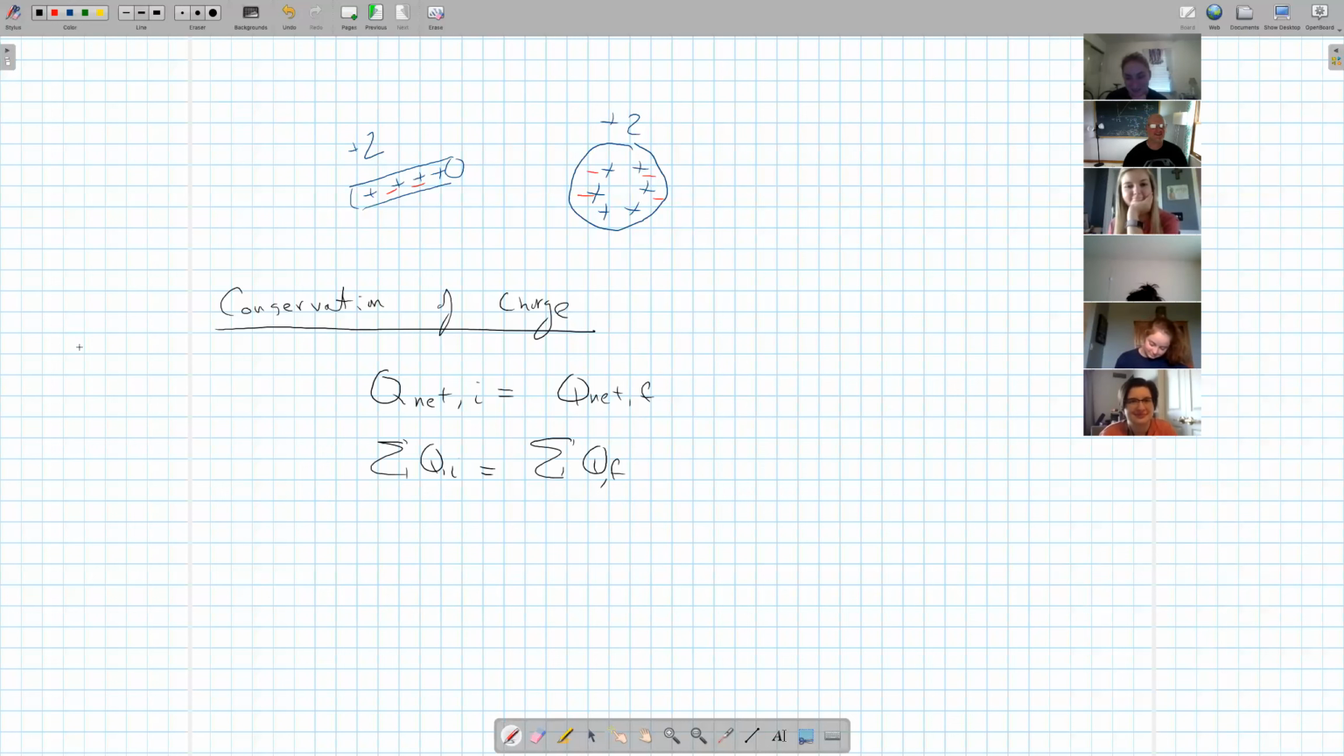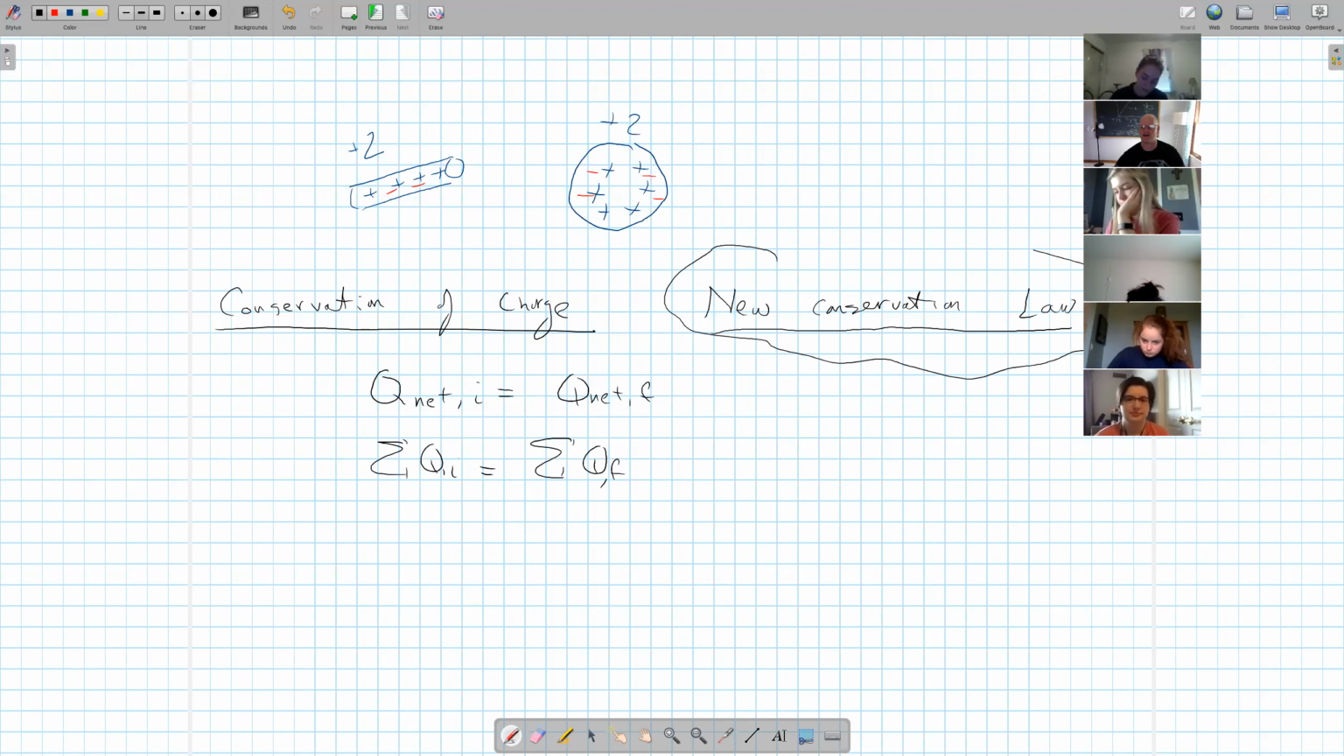So good. So this is what's happening. Again, this is what conservation of charge says. This is actually a new conservation law for us, a brand new conservation law. So now we have conservation of energy, conservation of momentum, conservation of angular momentum, and now conservation of charge.